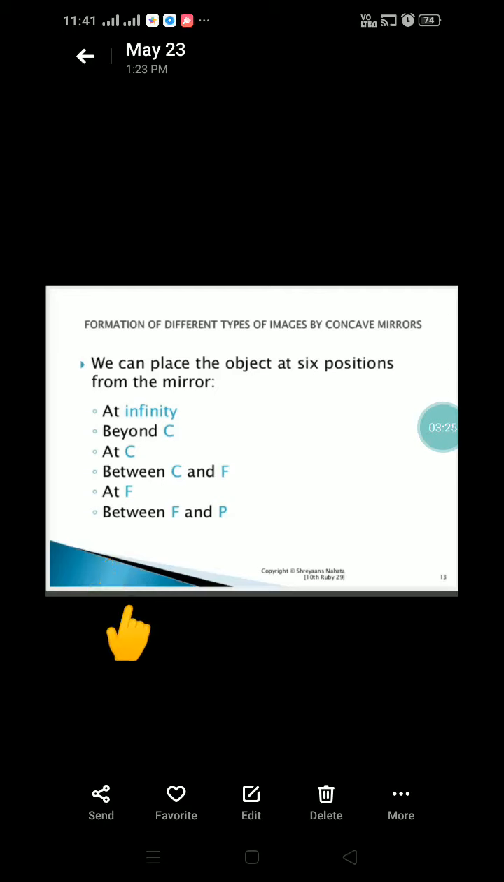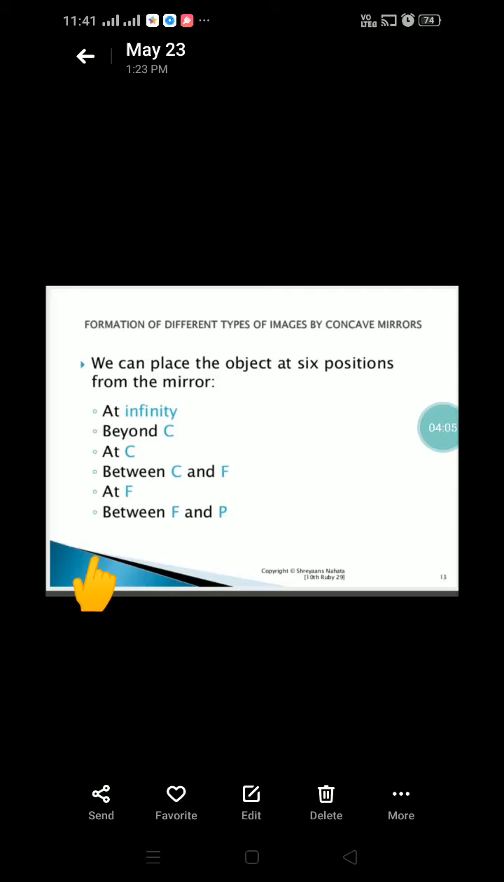For example, if the focal length of the mirror is 20, we can find this focal length by experiments in the physics lab. Okay, and if we place the object at 40 centimeter, it means it is placed at C, because we know that there is a relation R is equal to 2F. Hence, if the focal length is 20, the radius of curvature is 40. Hence, 40 means we are placed at C.